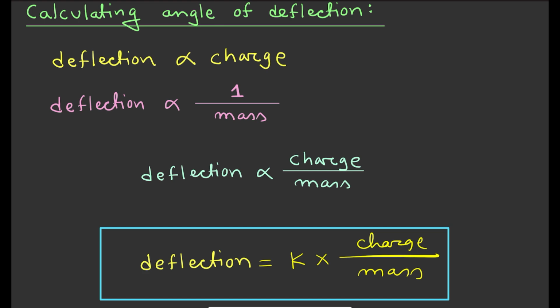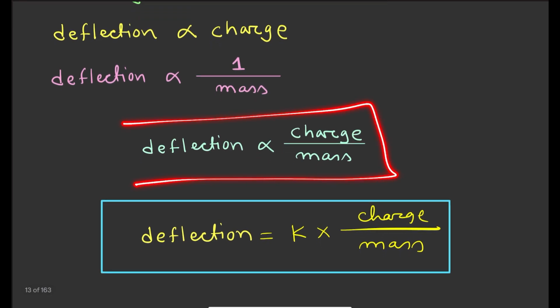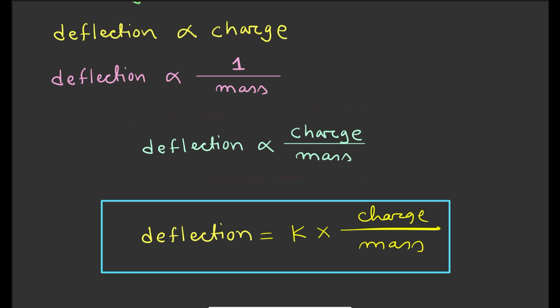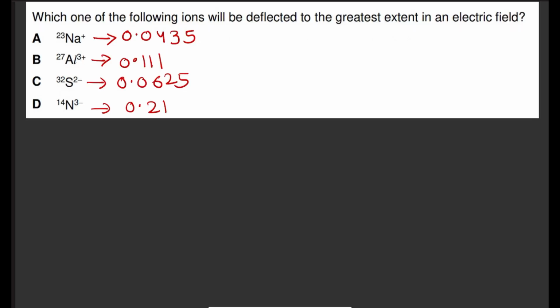And we can combine this to come up with the formula: deflection is directly proportional to charge by mass. And we can use this formula to answer questions like this. Which of the following ions will be deflected to the greatest extent in an electric field? To answer this type of question, you need to find the charge by mass ratio for all the particles. The particle with the greatest charge by mass ratio will show the greatest deflection.